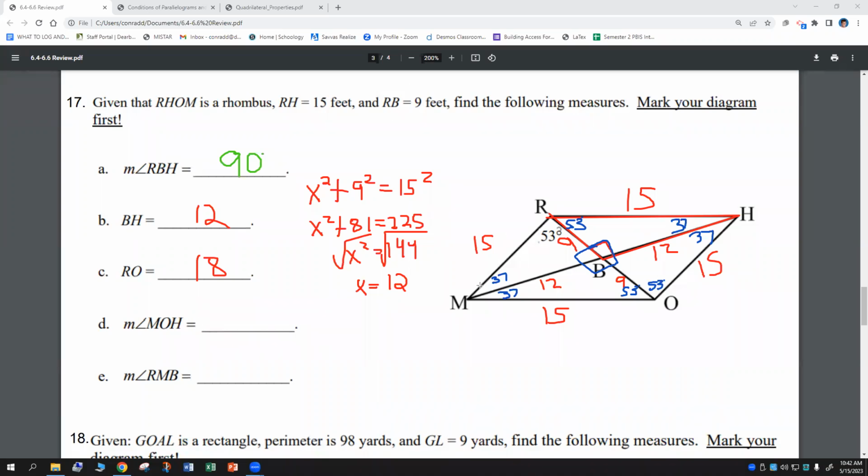All right, the next one, MOH. So that's the big angle there, right? MOH, that's going to be 53 plus 53, which is 106 degrees. Okay, and then the last one here, RMB.